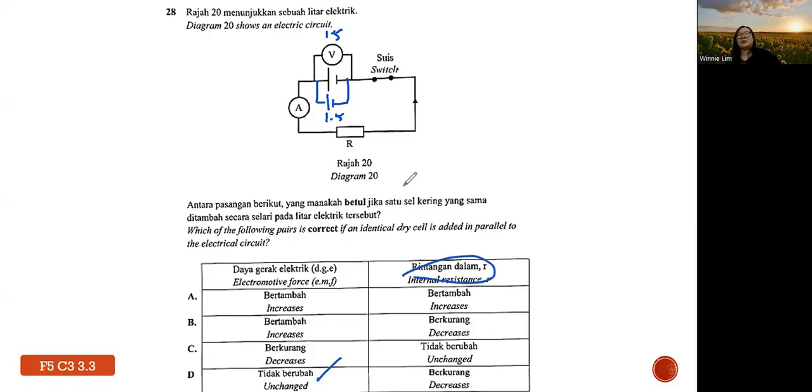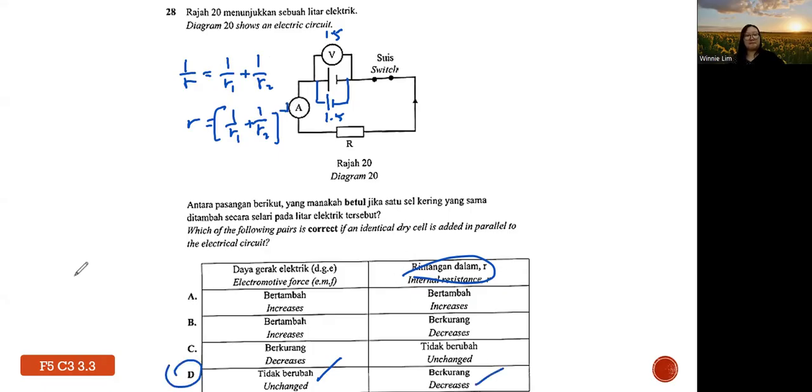But why is the internal resistance lower? Because it is parallel, so we have 1 over R equals 1 over R1 plus 1 over R2. Then I want R, so you invert the answer later on. So supposedly your total internal resistance will be lesser. Okay, so your answer is D.